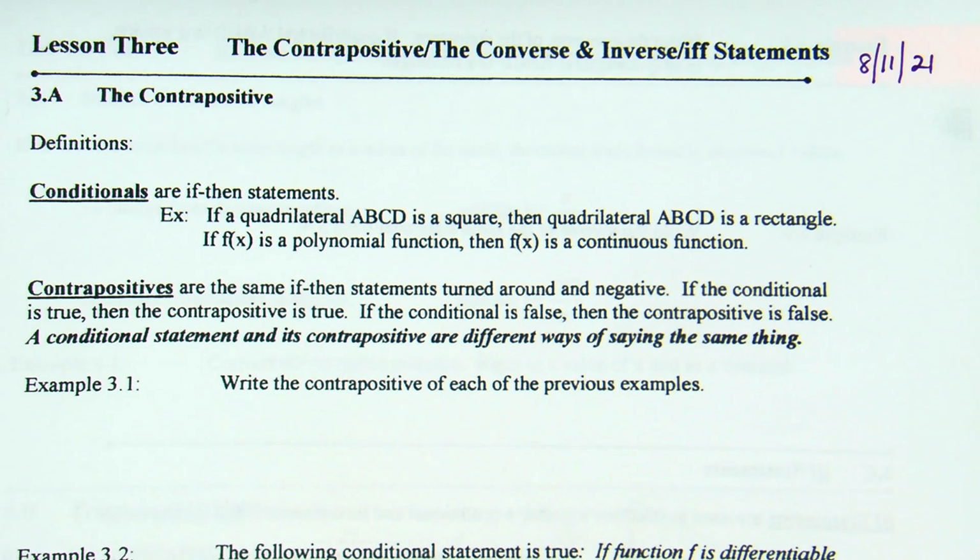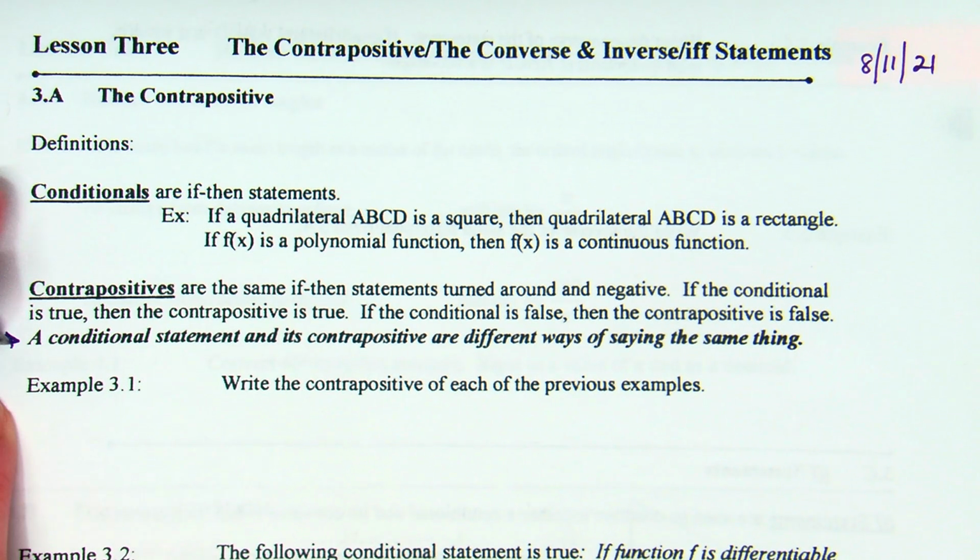We'll talk about that. So, contrapositives, that's our first one, are the same if-then statements turned around and negative. If the conditional statement is true, then the contrapositive is true. If the conditional is false, then the contrapositive is false. A conditional statement and its contrapositive are different ways of saying the same thing. When they say conditional statement, they're talking about the original, given statement. A given statement and its contrapositive are always both true or both false.